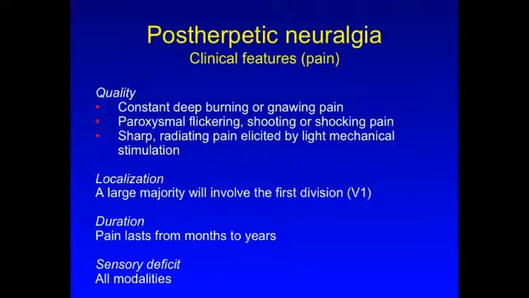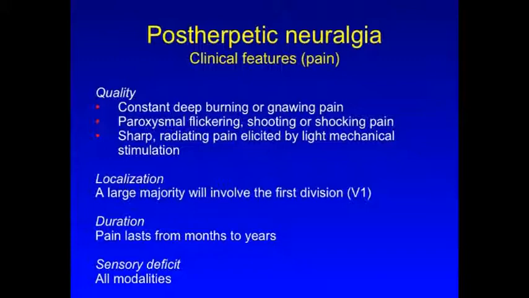Now, the quality is a constant, deep, burning pain. It can have paroxysms of pain, so it can have baseline pain with exacerbations, and it could be elicited by mechanical stimulation, basically indicating hyperalgesia or allodynia. It usually involves the V1 distribution most of the time, and it's actually the third most common area involved in herpes zoster infection after the cervical and thoracic.